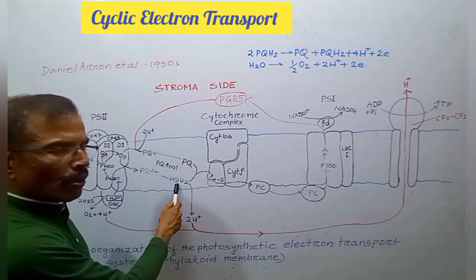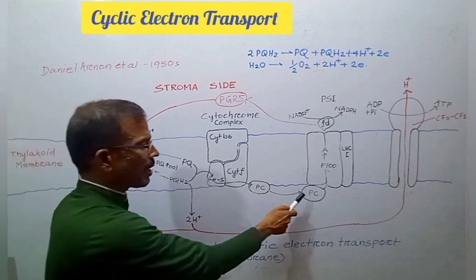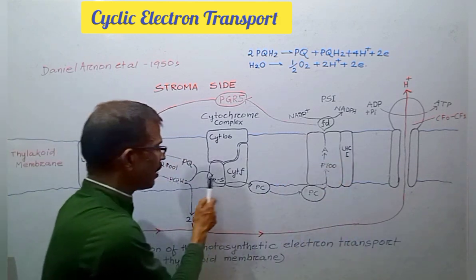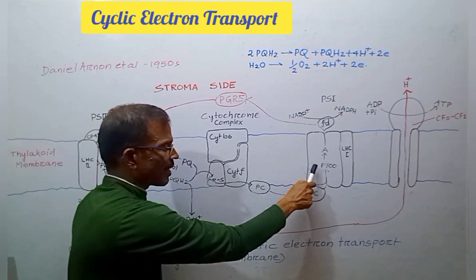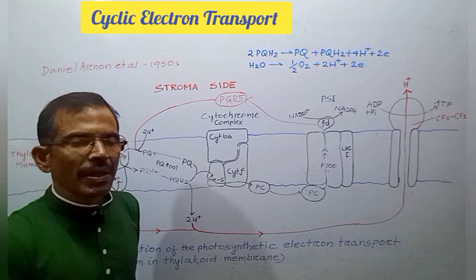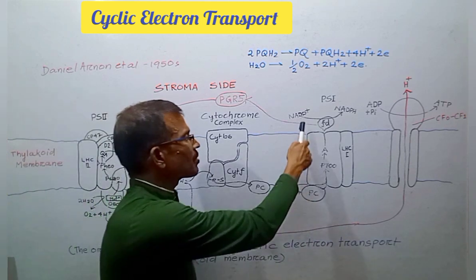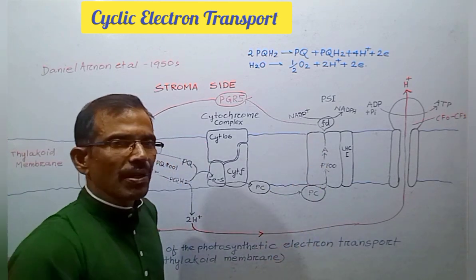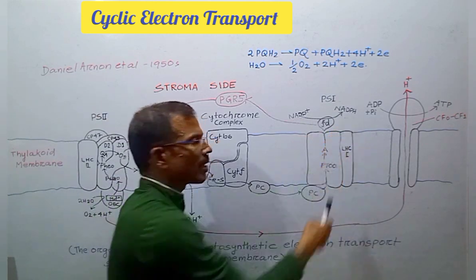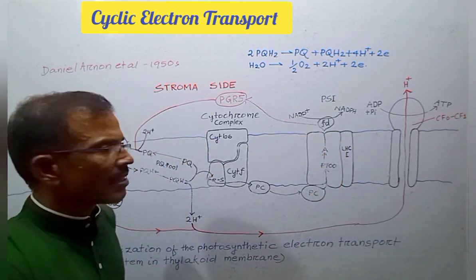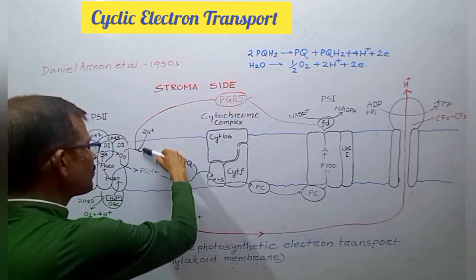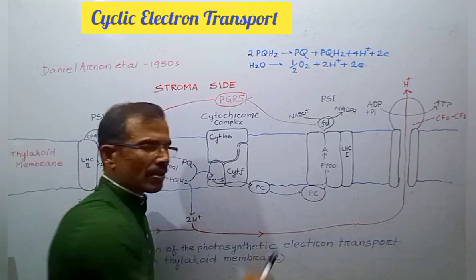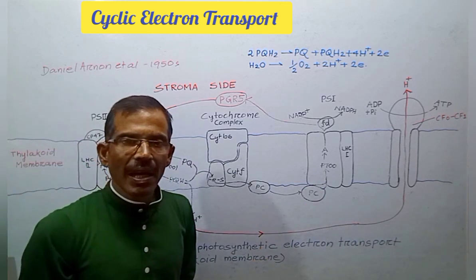From plastoquinone, electrons are cycled back to photosystem 1 by passing through the cytochrome b6f complex and plastocyanin. In this process, the electrons are not used to reduce NADP+ into NADPH. Instead, the electrons are transferred through a series of carriers and finally come back to the photosystem. Hence, the name is cyclic electron transport.